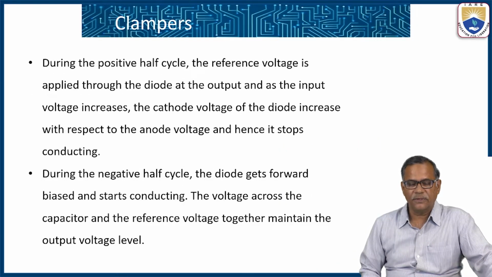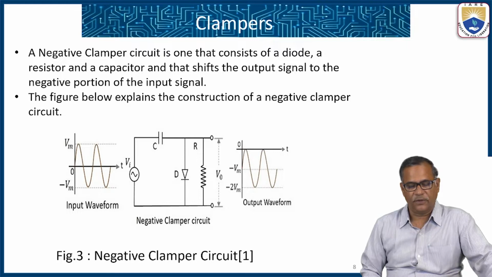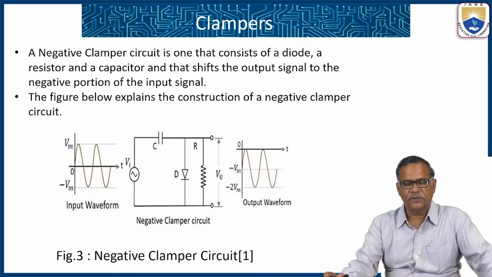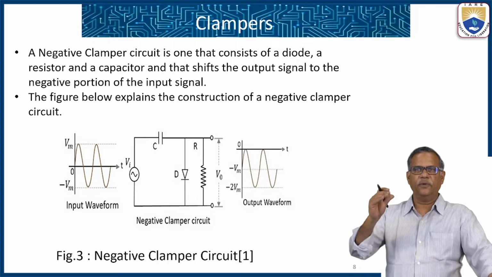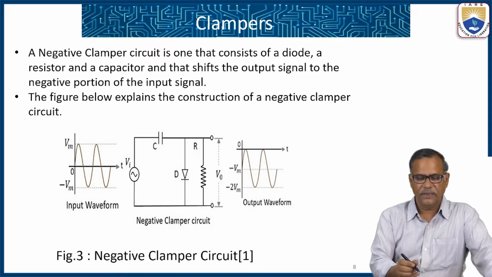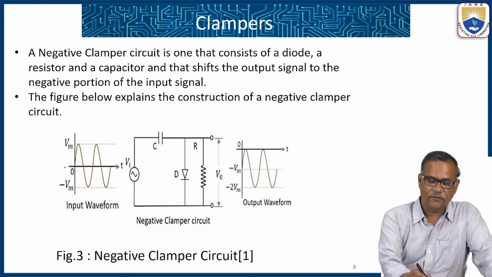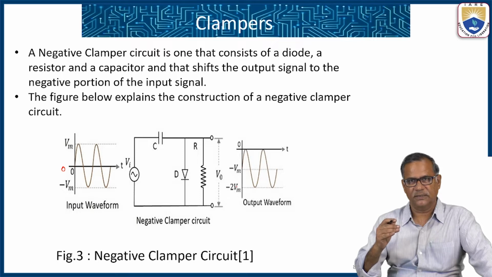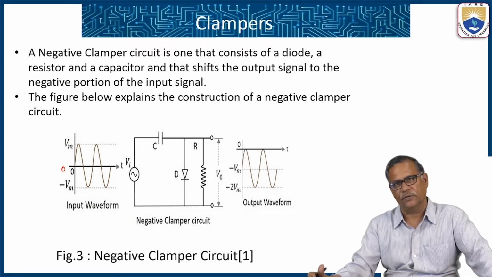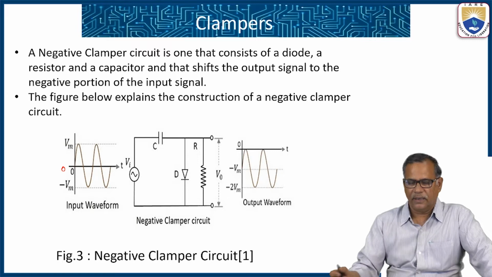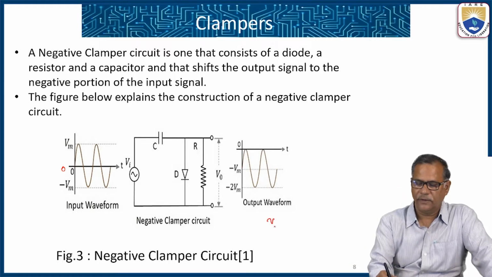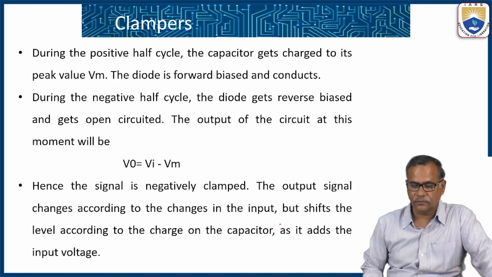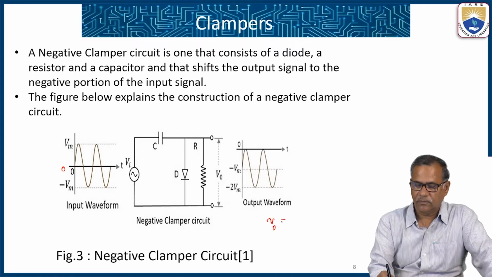Now let us discuss the negative clamper circuit. So this is the negative clamper circuit. In the negative clamping circuit, the input waveform is shifted down. You see here, the average value of this input waveform is 0. Now you see here, it is shifted down below 0 volts. That's why this is called the negative clamper circuit. So how does it happen? Here, the output V0 is equal to Vi minus Vm. That is the output voltage.